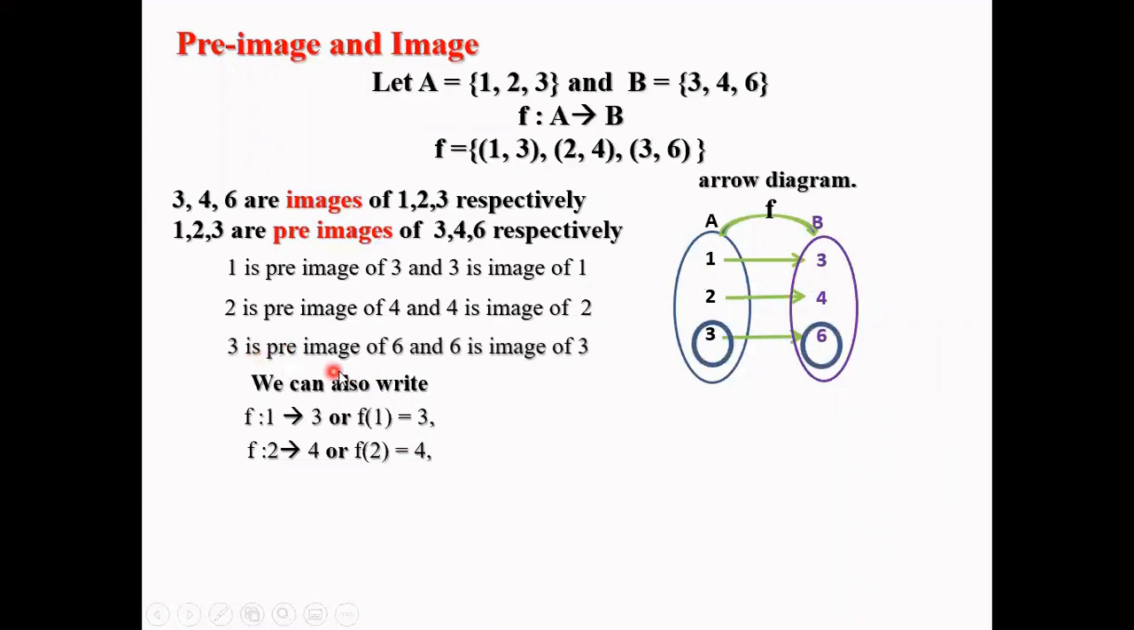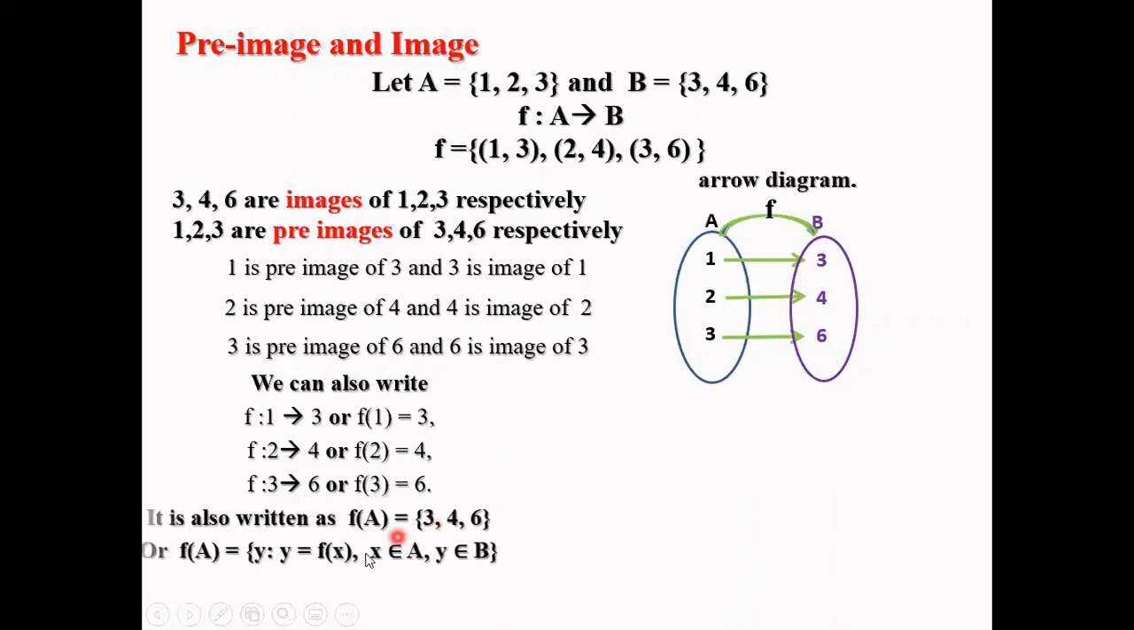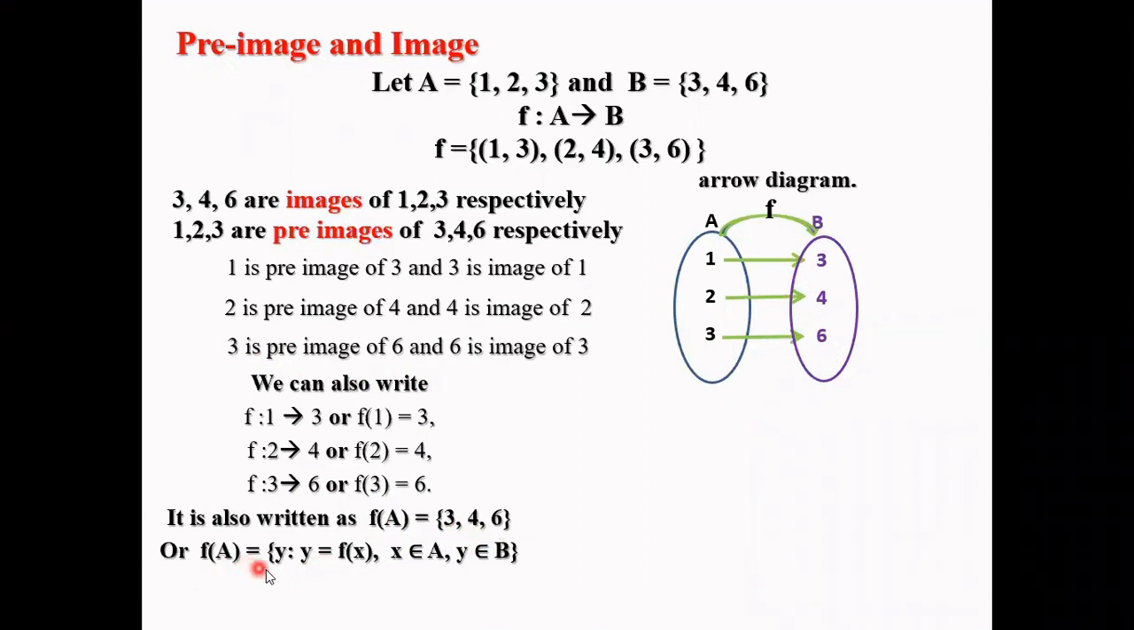And 3 is pre-image of 6 and 6 is image of 3. Also, it can be written as f(A) equals {3, 4, 6}, or f(A) equals the set of all y equals f(x) such that x belongs to A and y belongs to B.